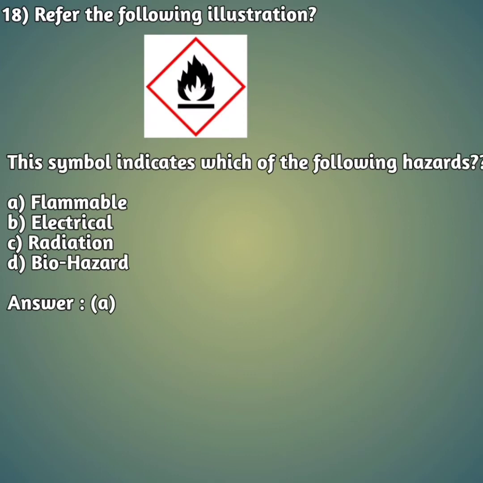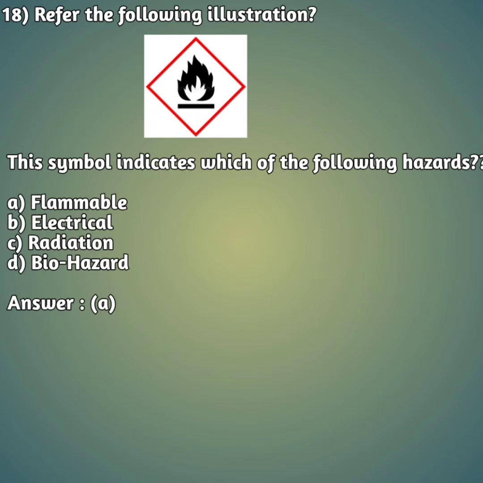Okay friends, moving on to our 18th question. Refer to the following illustration. The symbol indicates which of the following hazards? Option A flammable, option B electrical, option C radiation and option D biohazard. So the right answer is option A, flammable hazard.